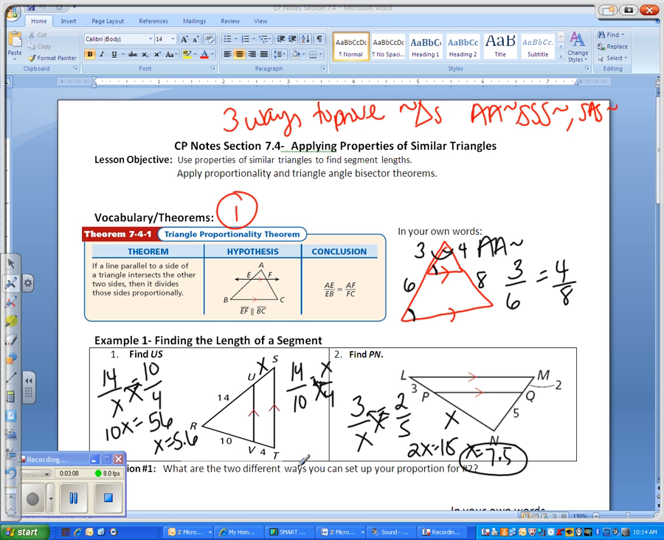Now for the reflection, I want you to write 2 different ways that you can set up a proportion for number 2. And to check your work, cross multiply and see if you get x equals 7.5. So I want you to take a second and do that right now, please. I will check this tomorrow in class.